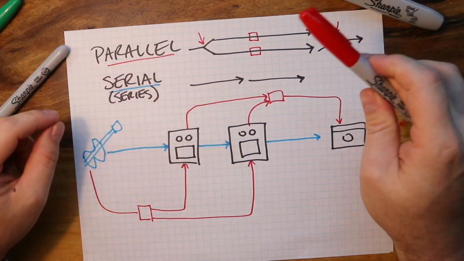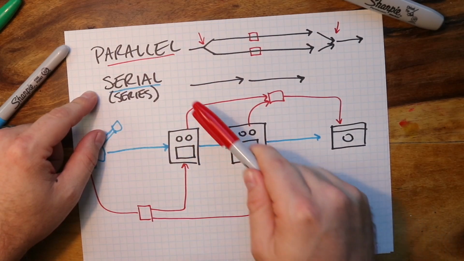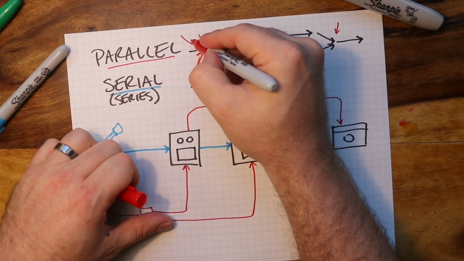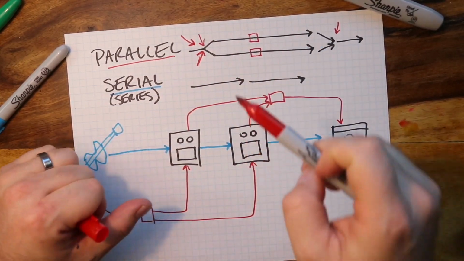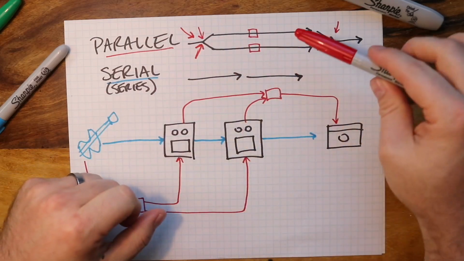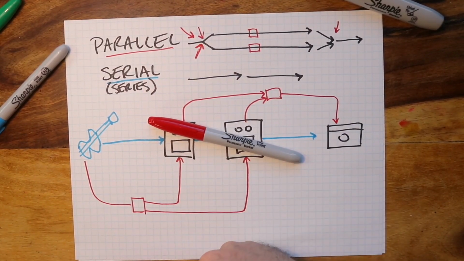That is the definition of parallel and serial. Serial is one after another. Parallel is you have to have some sort of split. The signal has to be split, and then it goes through two different pathways before either going to two different destinations or joining back together. Let me show you what that looks like in an actual mix session in Studio One.